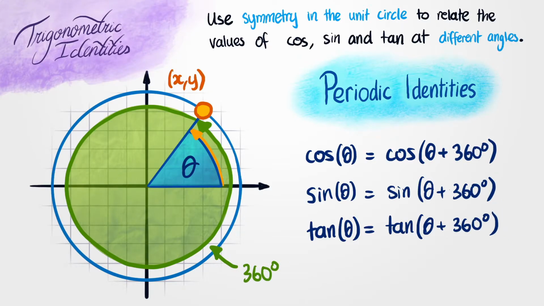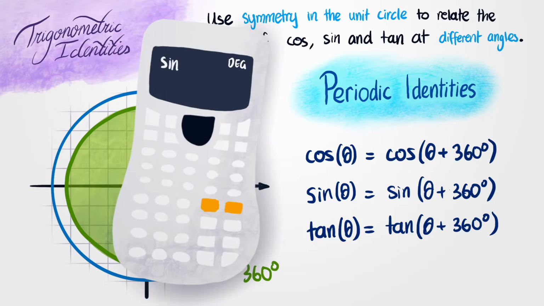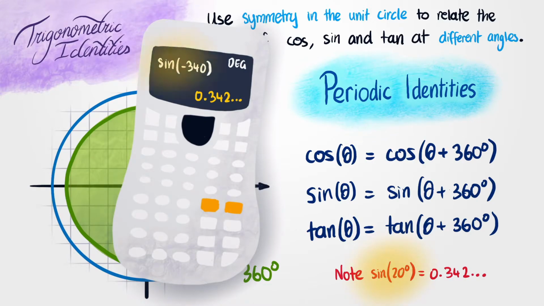Now, whilst this is reasonably straightforward, let's go ahead and test it with a calculator just to make sure that it makes sense. We'll start by setting our calculator to degrees, and then we'll just type in something random like sine 20. Now, just to mix it up a little, I'm going to go ahead and subtract 360. So 20 minus 360 is minus 340. So as we can see, the sine of 20 degrees is just the same thing as sine of minus 340 degrees.